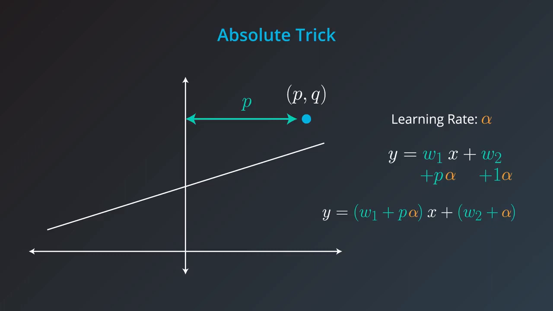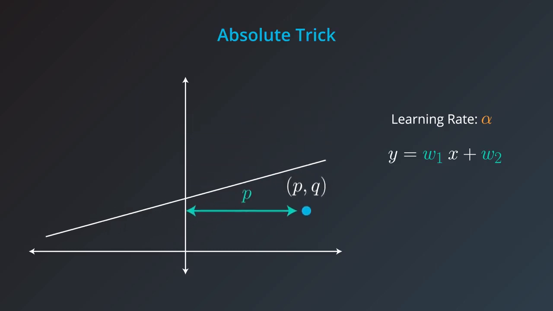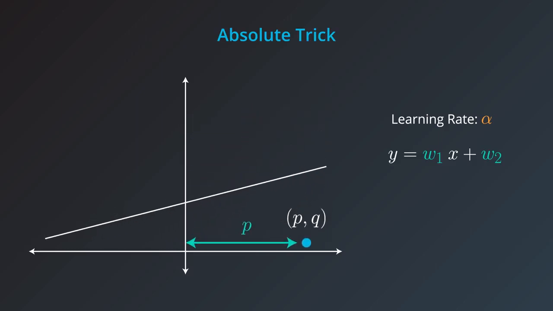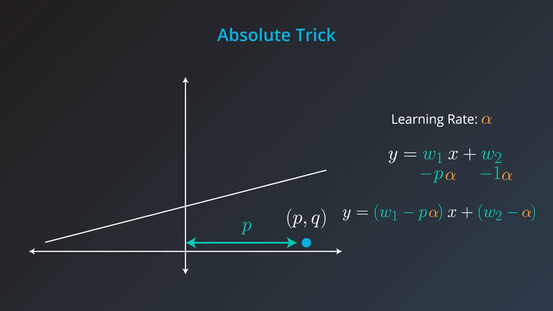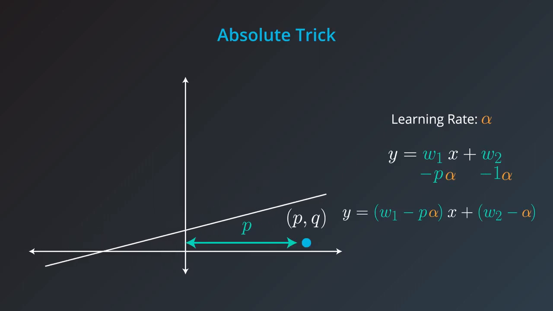So we're doing better, but there's still a little subtlety. What happens if the point is not on top of the line, but underneath the line? Well, same thing, except now instead of adding, we just subtract to get our new equation. (w1 minus p times alpha) times x plus (w2 minus alpha). The reason is, if we subtract alpha from the y-intercept, the line moves down instead of up, and if we subtract p times alpha from the slope, the line rotates in this direction instead.